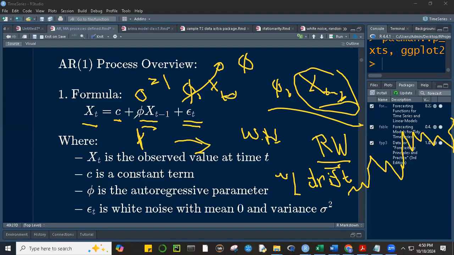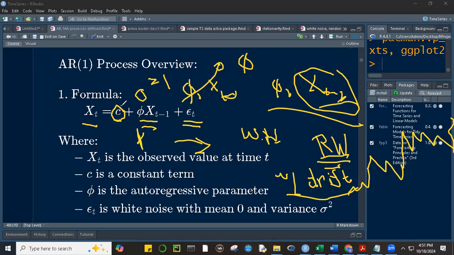Okay, let me repeat that, class. If x sub t is equal to, let's say, a constant, a value, let's say 3, plus 1.2 x sub t minus 1 plus epsilon sub t. This is no longer an AR process. It is no longer an AR process because your phi is greater than 1. So what happens here, class? What do we call this series? This becomes a random walk with drift, because of the presence of c here.